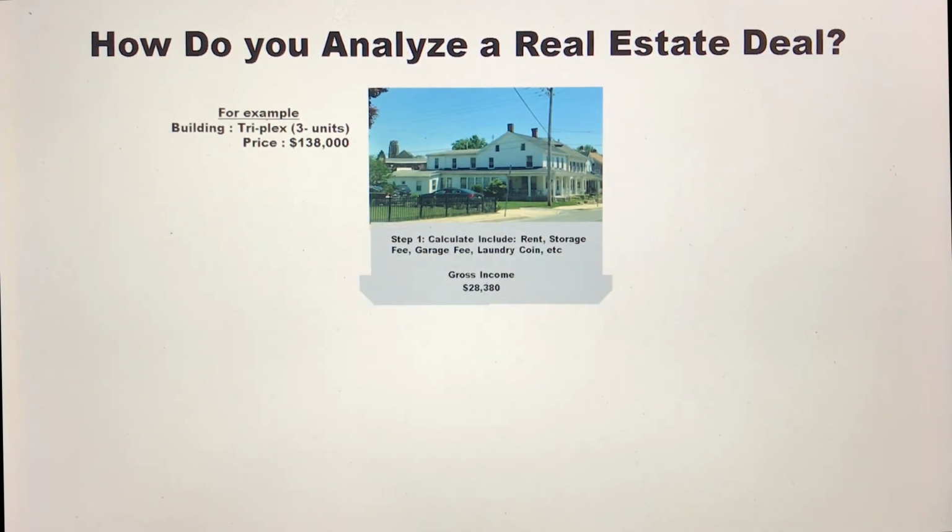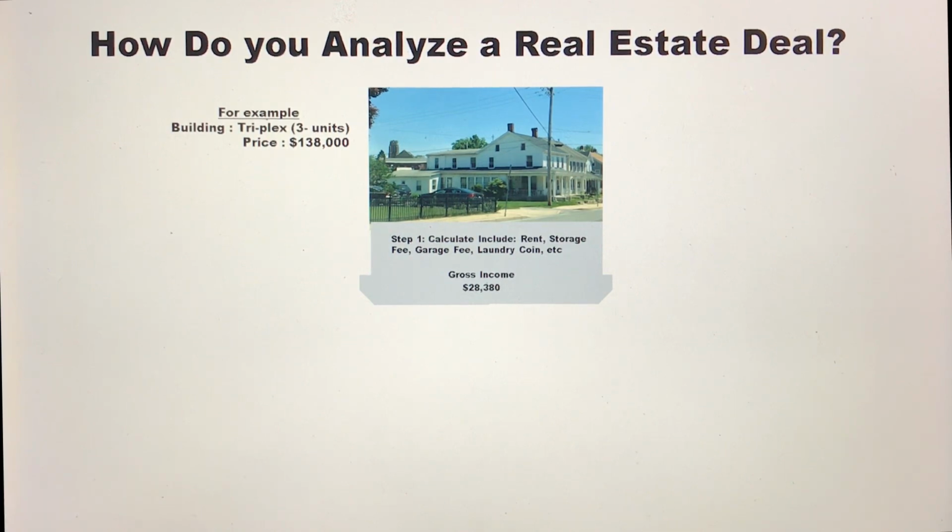The first thing that we quickly determine is the gross income of this potential property. In the case of a three-unit building, two of the units are two-bedroom units and one is a one-bedroom. Clearly we know the area, and we found out the gross income for this property was about $28,380.